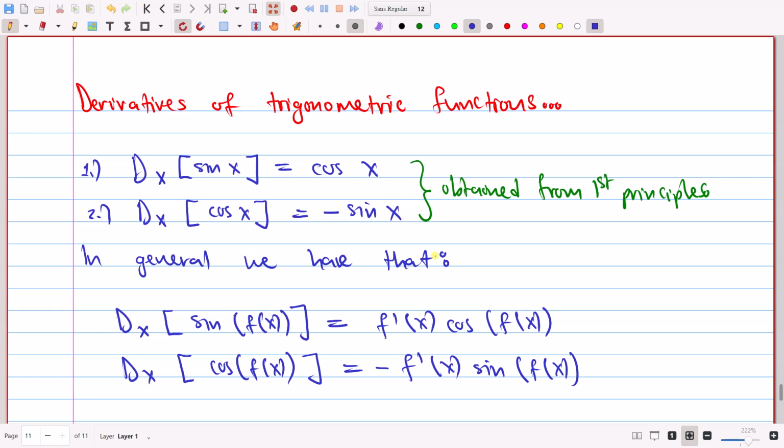These are the results that are worth memorizing because they've been generalized to work for any argument given to either the sine function or the cosine function. These last two results carry the whole message as to how one differentiates any trigonometric function. To demonstrate how all this works, let's look at the following examples.